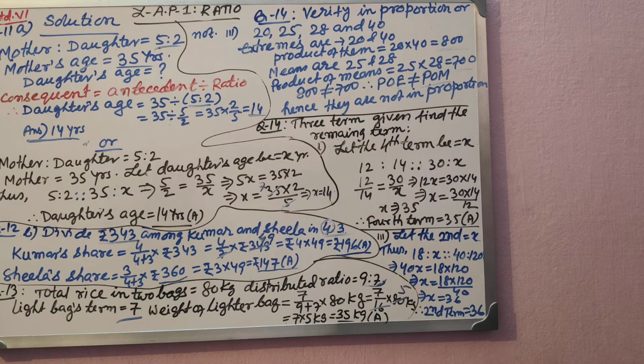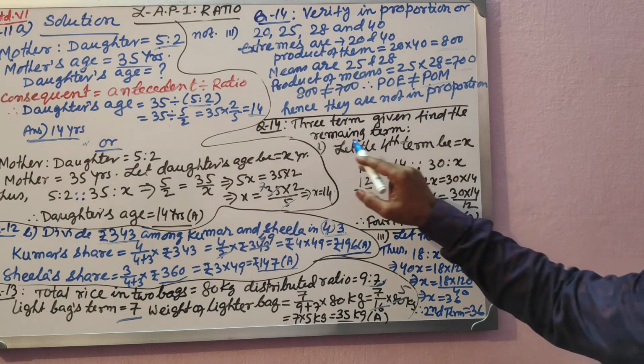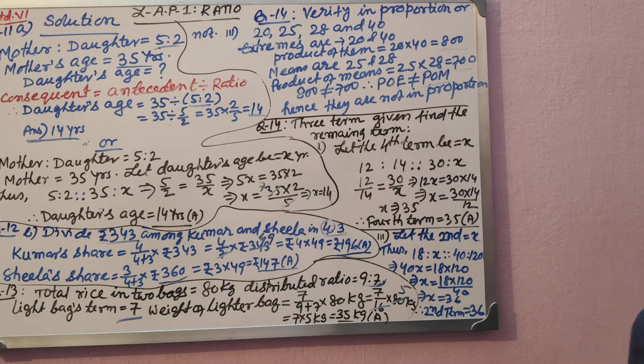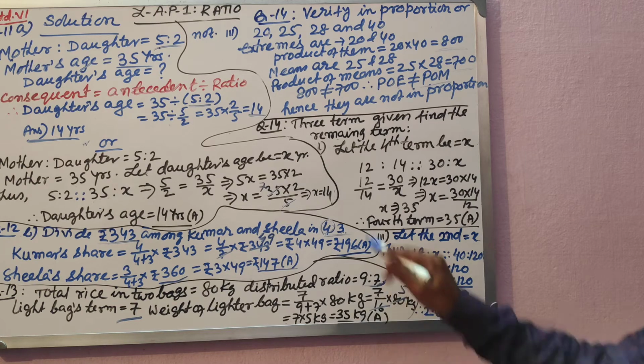Question number 14, the last sum of ratio. You have 3 terms given, one of the terms is missing, let that term be x. Put x in that particular place, then you go for the product of the means is equal to product of the extremes. That's very simple. Question number 1 I have taken.